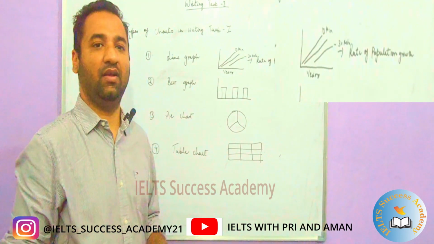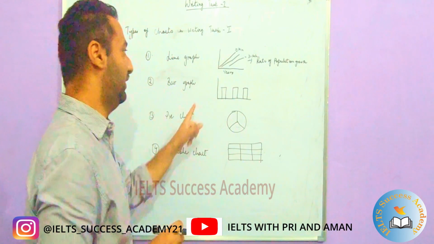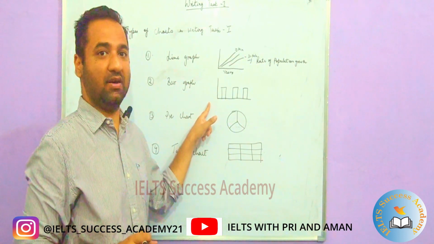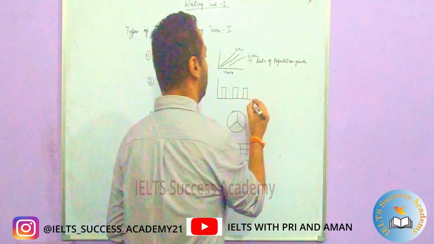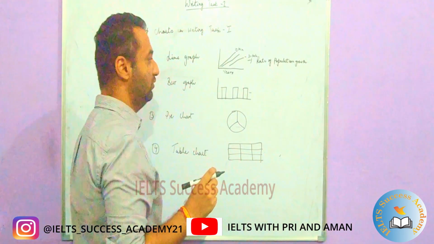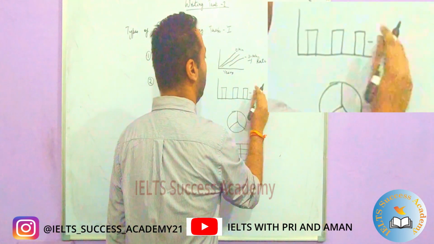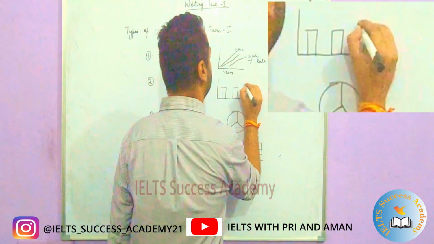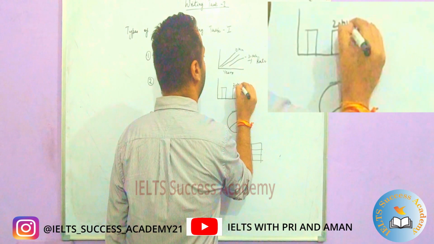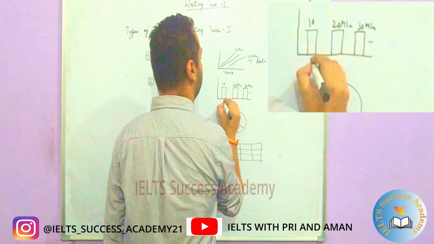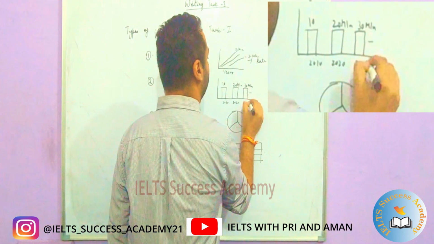Now the second is the bar graph. So in a bar graph, the data will be in the form of bars, basically small cylindrical structures, right? So this could be again in terms of population, same thing, but in the form of bars. So let's say this is 30 million, this is 20, and this is 10. This is 2010, 2020, 2030.